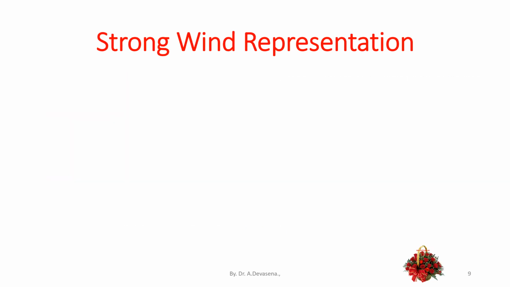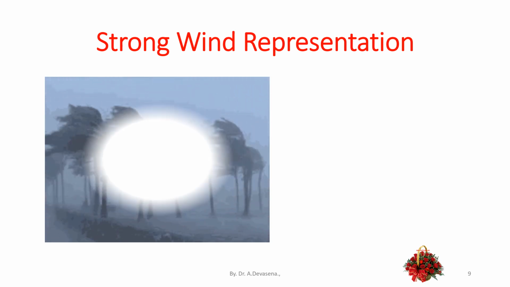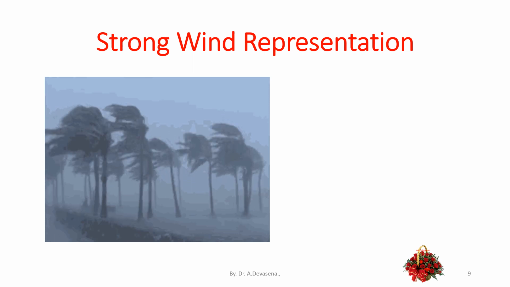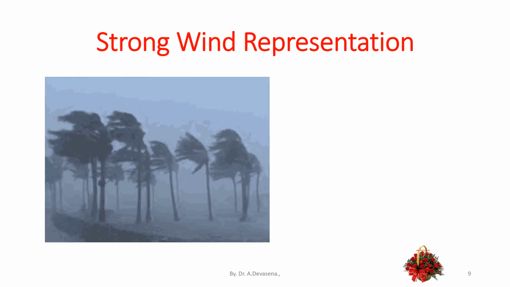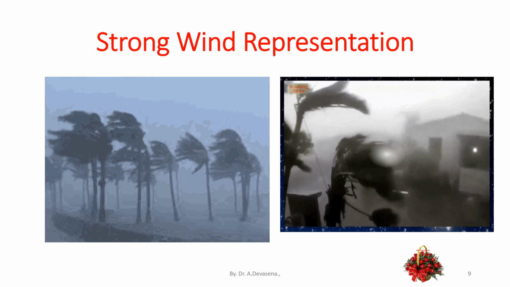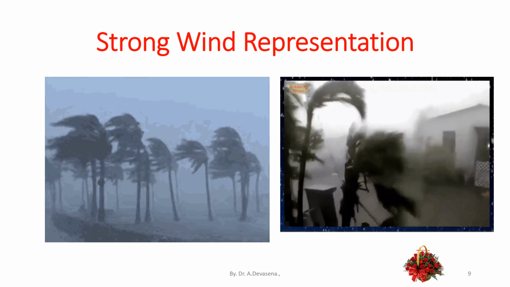Strong wind representation is shown below. That is, when the cyclone crosses the ocean or the sea, due to the speed of the cyclone, the wind becomes stronger. That is indicated in this diagram. Another representation of a strong wind.